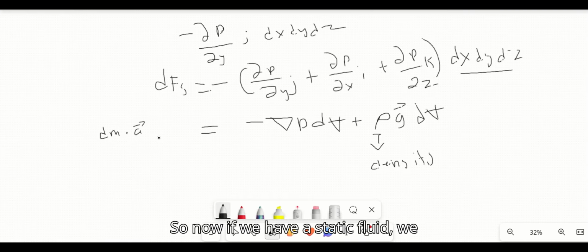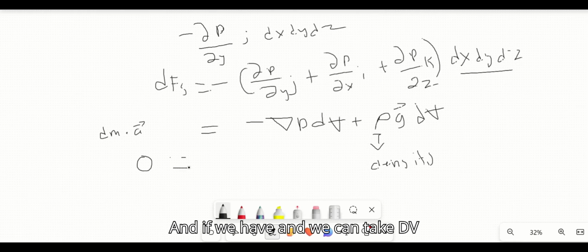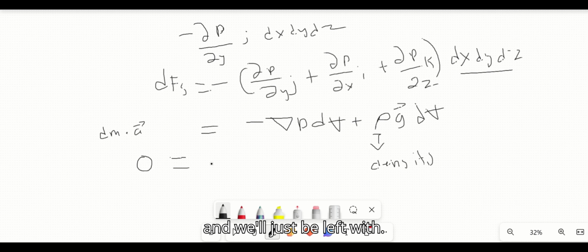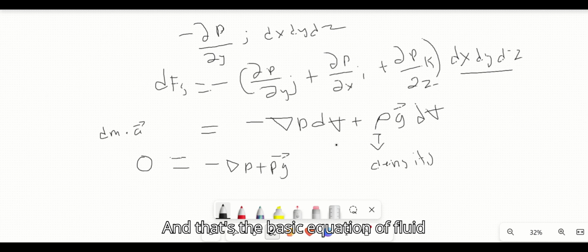So now if we have a static fluid, we can assume the acceleration to be 0, right? And we can take dv out of all of these. We can factor it out of both of them and divide both sides by dv, and we'll just be left with plus rho g, and that's pretty much the derivation of the fluid statics equation, which is a pretty important equation. And that's the basic equation of fluid statics.